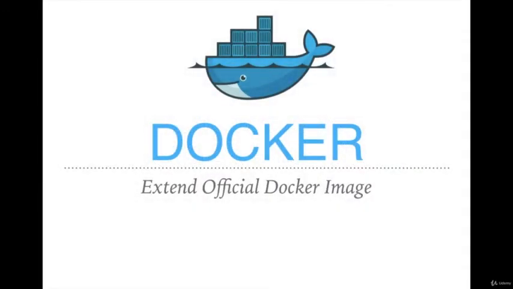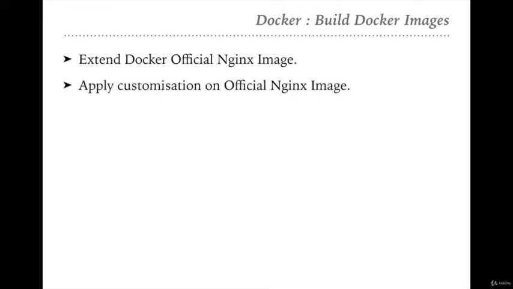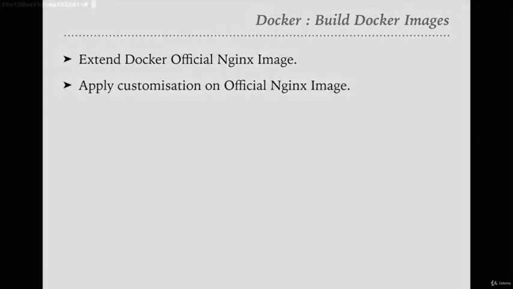Hello team, welcome back. Today we will see how we can extend the official Docker image and customize it. So let's start. Today we are going to get the official Nginx image and modify it. We will do some customization of the official Nginx image, then we will create our own image with the official Nginx one. Right? So let's go to the terminal.